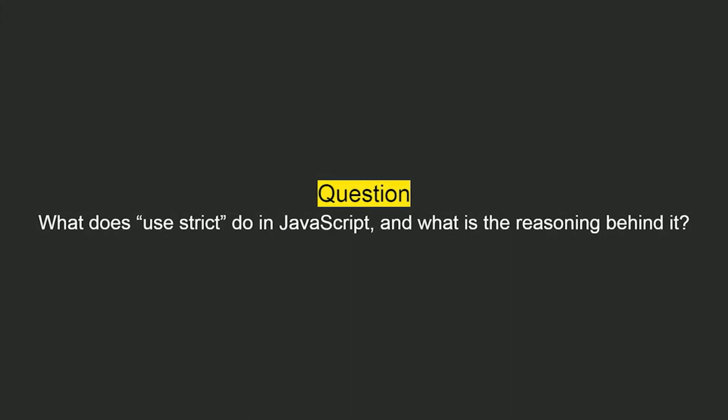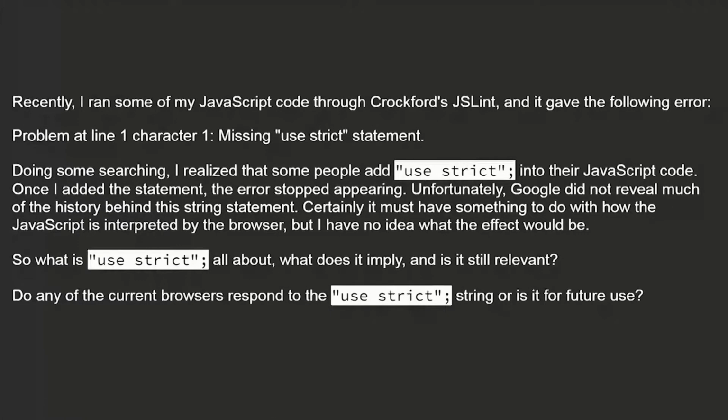What does "use strict" do in JavaScript, and what is the reasoning behind it? Recently, I ran some of my JavaScript code through Crockford's JSLint, and it gave the following error: "Problem at line 1 character 1: Missing 'use strict' statement." Doing some searching, I realized that some people add "use strict" into their JavaScript code. Once I added the statement, the error stopped appearing.